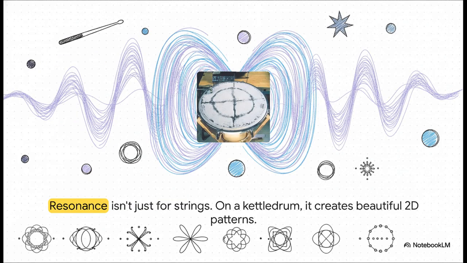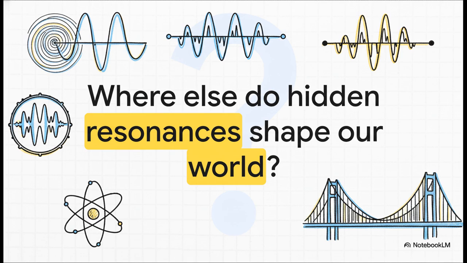And resonance isn't just for one-dimensional things like strings. Look what happens on a two-dimensional surface, like a kettle drum head. When it vibrates at one of its resonant frequencies, it creates these mind-blowing, beautiful patterns. The powder that was sprinkled on there, it's all collected along the nodes, the lines and curves that aren't moving at all, making the invisible physics of the standing wave totally visible. It's incredible.